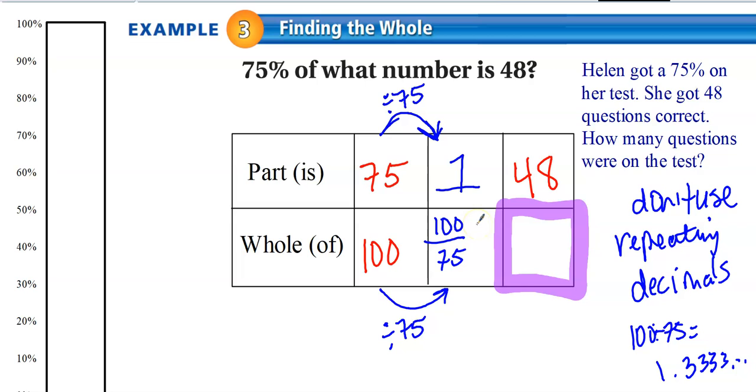Now here's what I want you to remember. If you take 100 and divide it by 75, it's the same thing as saying 100 over 75.